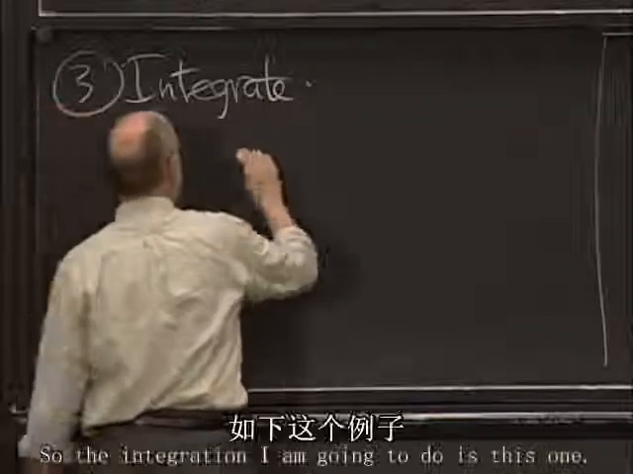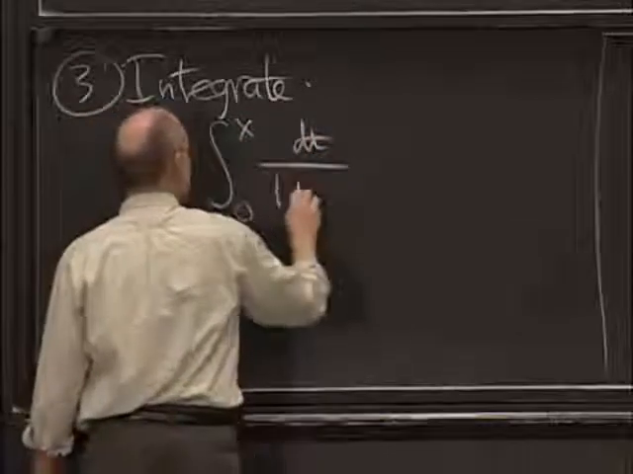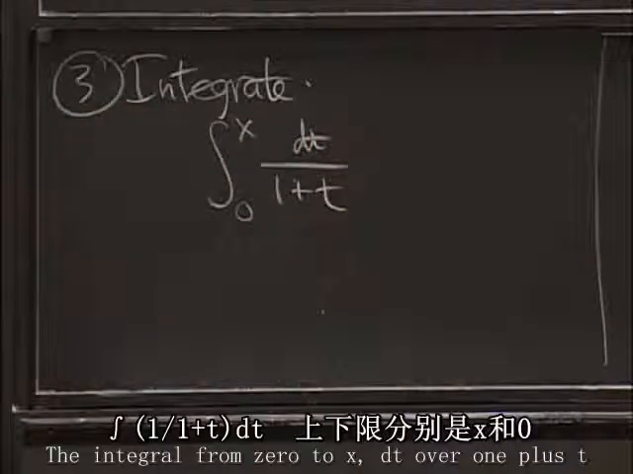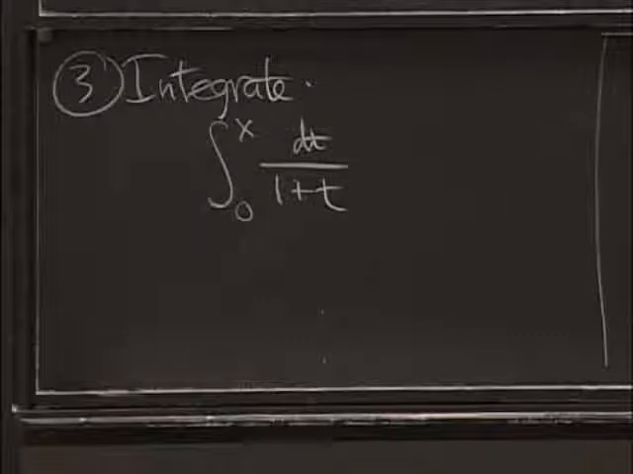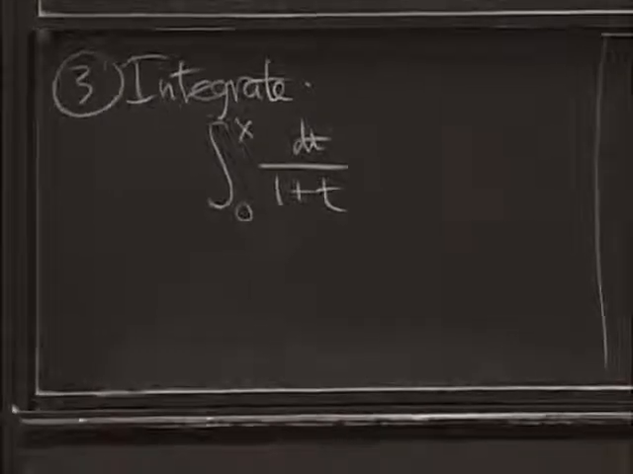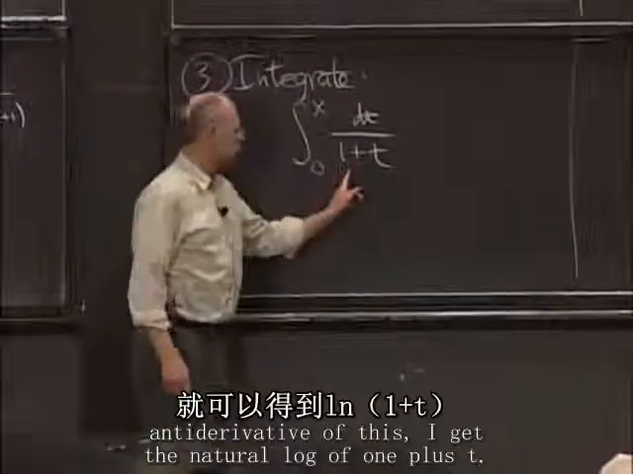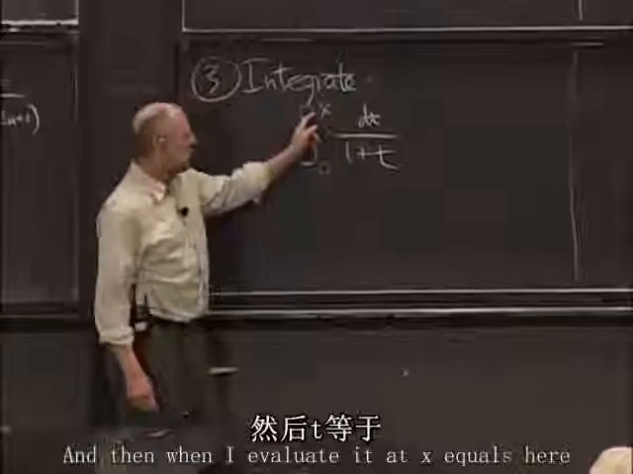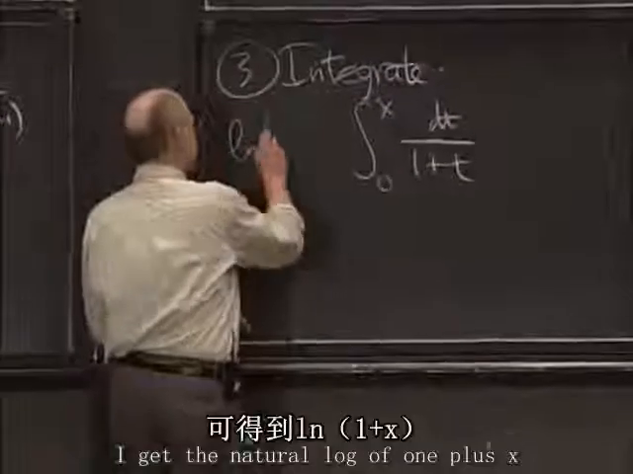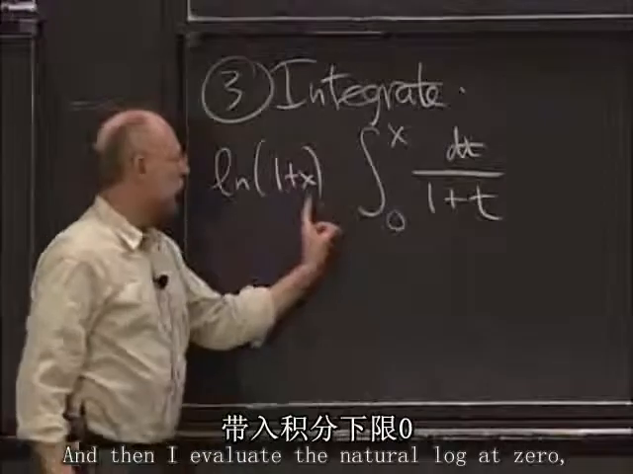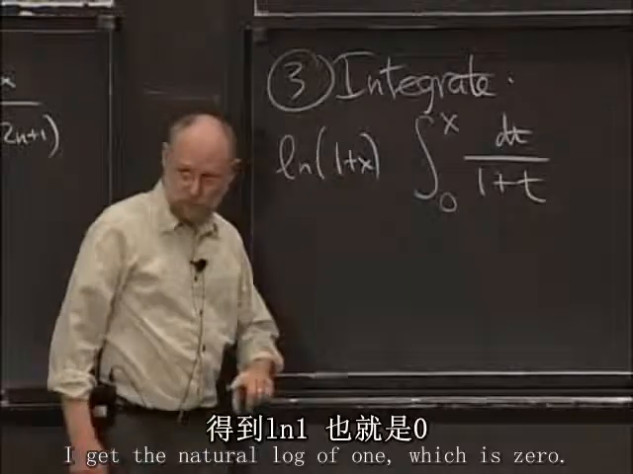So the integration I'm going to do is this one: the integral from 0 to x of dt over 1 plus t. What is that integral as a function? When I find the antiderivative of this, I get the natural log of 1 plus t. And then when I evaluate that at t equals x, I get the natural log of 1 plus x. And when I evaluate the natural log at 0, I get the natural log of 1, which is 0. So this is what you get.